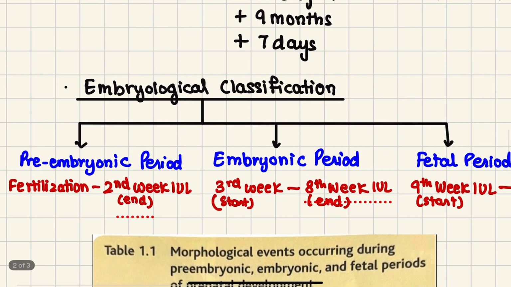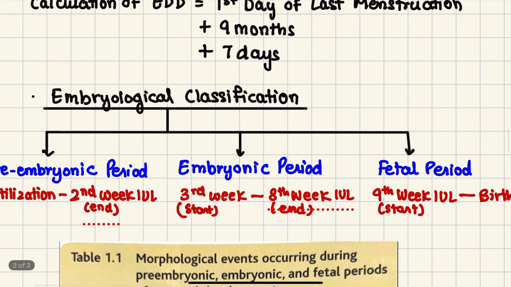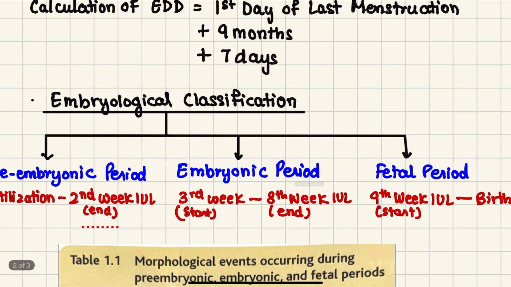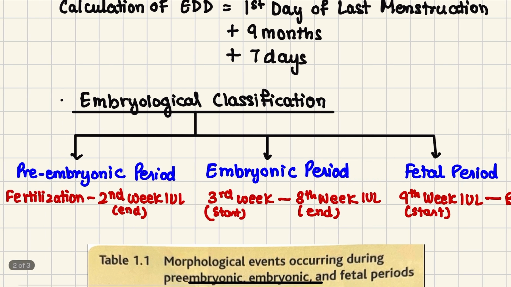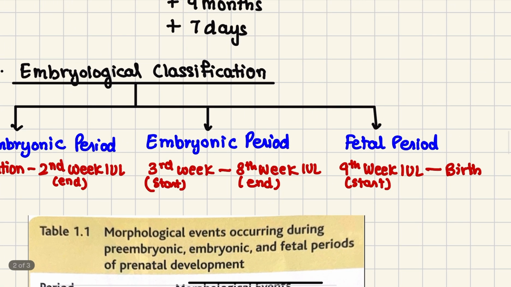Then we come to the embryological classification. This will be very important for all of you at this point in your MBBS, that is, the first year. Embryological classification is divided into the pre-embryonic period, the embryonic period, and the fetal period. So the pre-embryonic period is when there is no particular shape to the developing baby inside the uterus. That is, it's just a group of cell masses. So this takes place from fertilization to the end of the second week of intrauterine life.